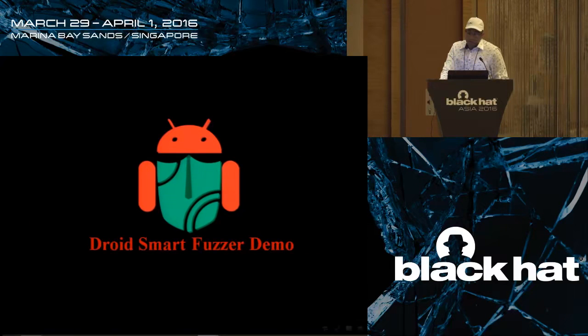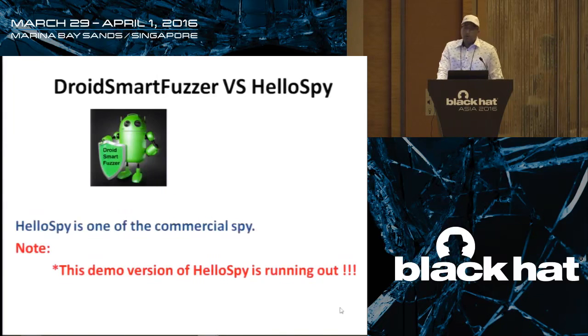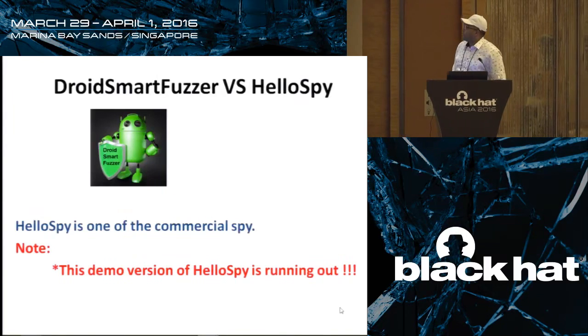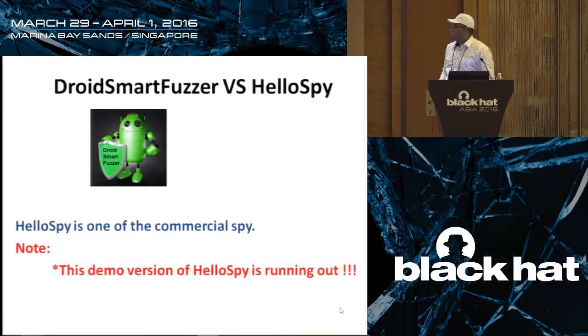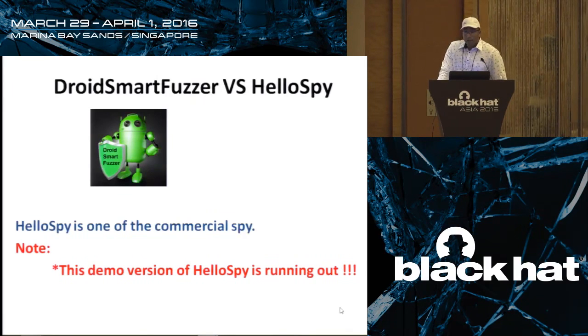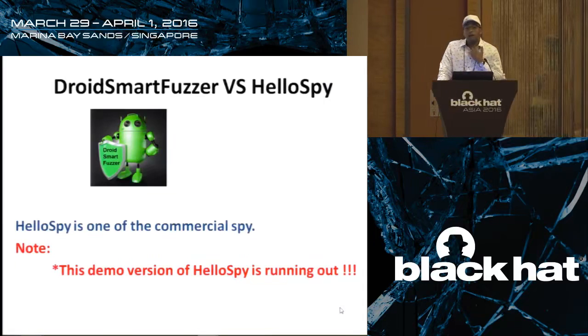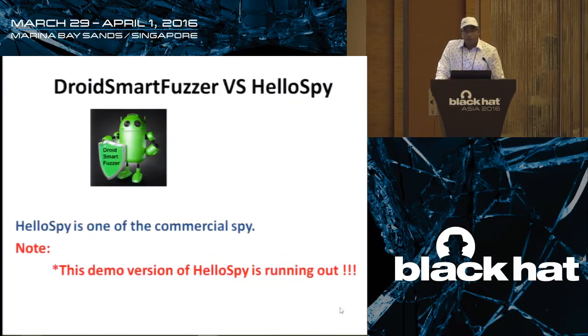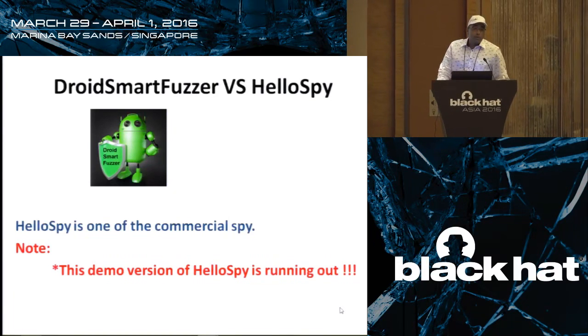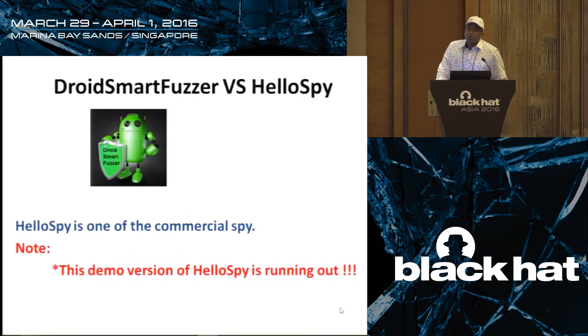Now the demo. The demo will be between Droid Smart Fuzzer versus Hello Spy. And Hello Spy is one of the commercial spyware applications. Keep in mind that I already installed Hello Spy since August or September 2015. They offer the customer a demo version for 7 days. But the problem is, after this demo version runs out, Hello Spy is still working on my mobile until now. And it's getting my privacy out until now.